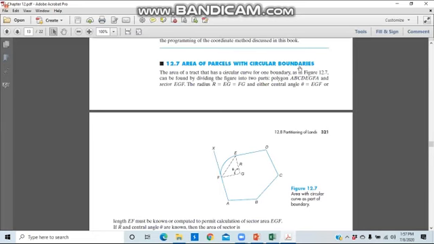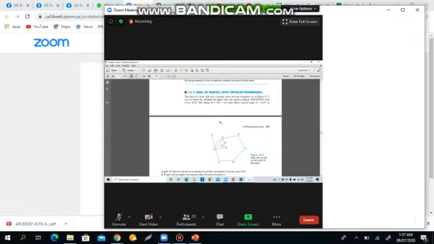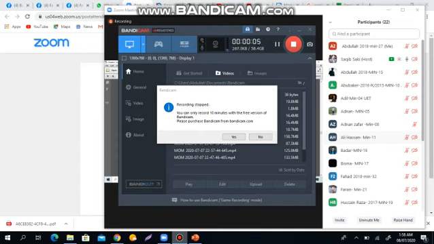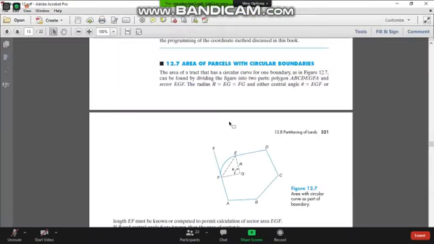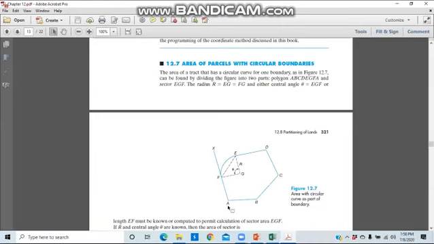Area of parcels with circular boundaries, right? So like we said in the first slide, what if the whole figure is a regular shape, but some side is not of regular shape, or it's not easy to calculate the area of that. If you see this figure 12.7, A, B, C, D, E, F.